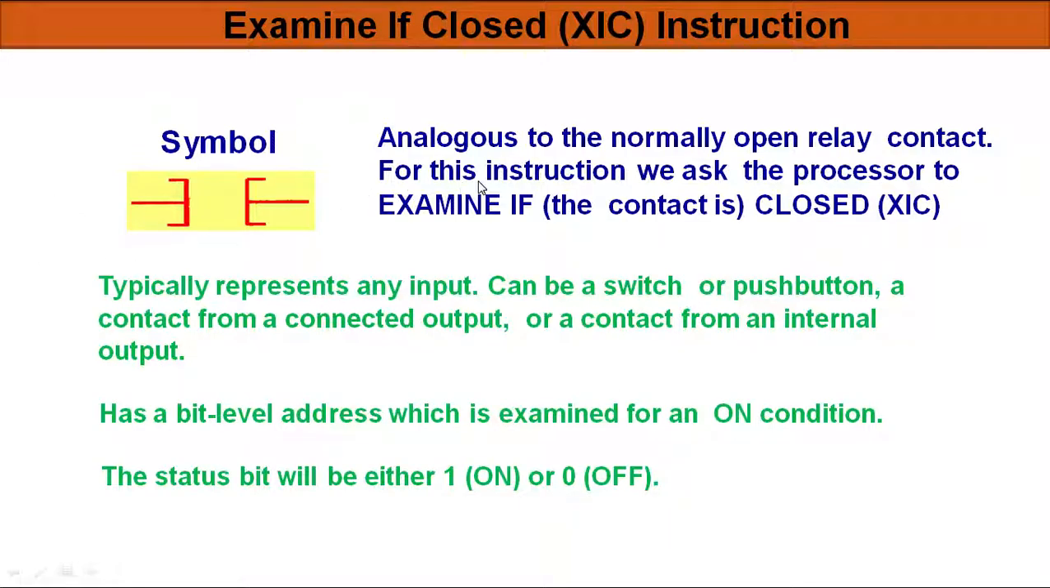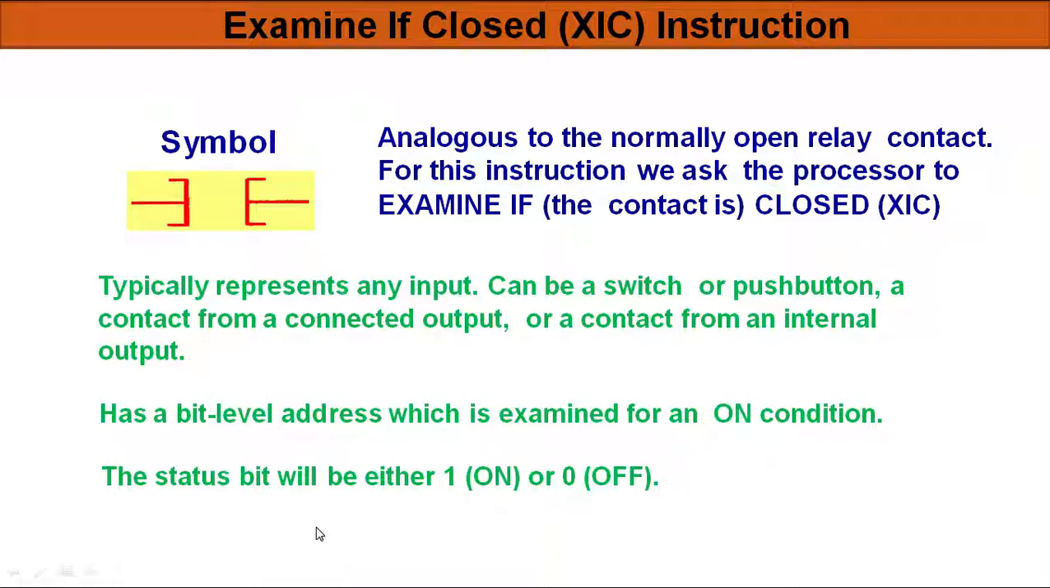This symbol is analogous to the examine if closed (XIC) instruction, the normally open relay contact. For this instruction, we ask the processor to examine if the contact is closed. Typically, it represents any input, which can be a switch or push button, a contact from a connected output, or a contact from an internal output. It has a bit level address which is examined for an on condition.